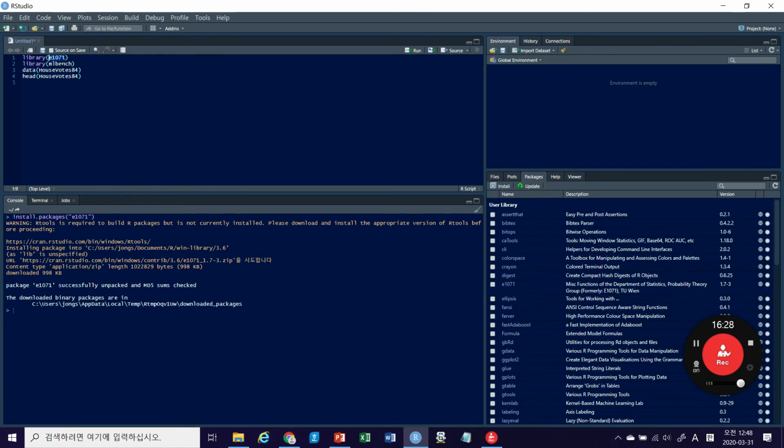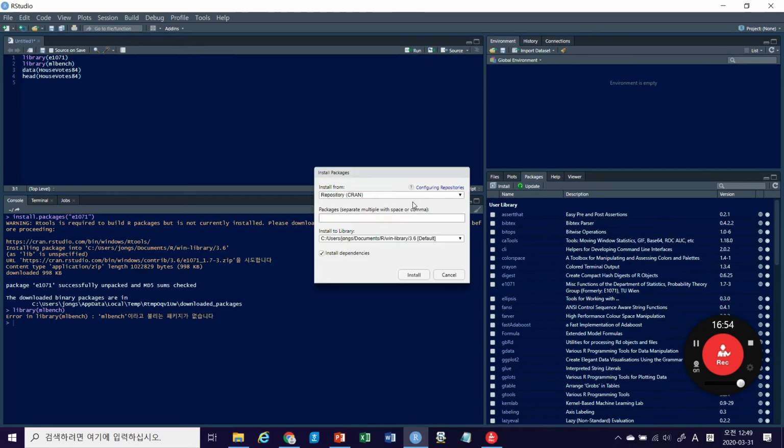And then actually this mlbench is short for machine learning benchmarking dataset. This package contains lots of data sets from the real world and quite well summarized. So actually this HouseVotes84 data set is included in this package. So let us attach this package as well. Oh no, there's no package. So just like the e1071 case, mlbench.